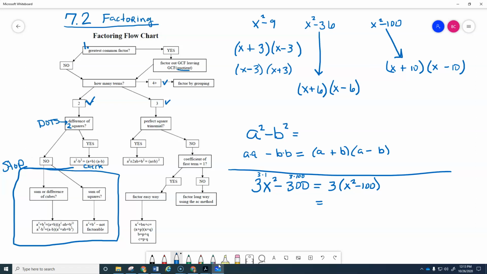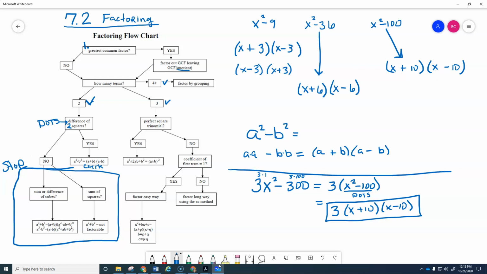Two terms were left. Is it the difference of two squares? And the answer is yes. Then you keep the greatest common factor right there, and then you factor that out the same way you would if it didn't have one. X plus 10, x minus 10. And this would be the complete factorization of this one right here.